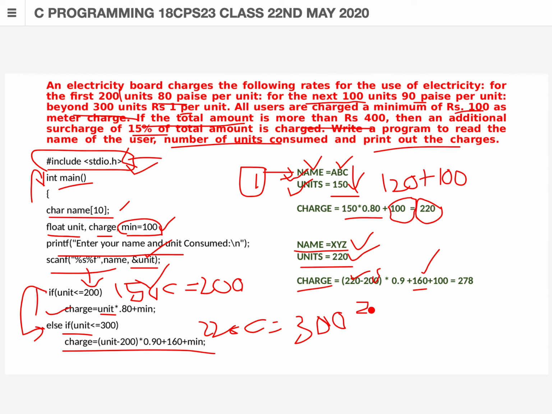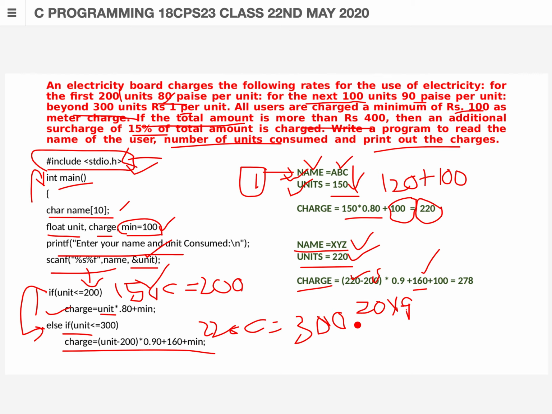Plus this 20 into 0.9. Here a difference in units is there, from after 200 up to 300, 20 into 0.9 plus 160 is nothing but the units you are evaluating for. For the first 200 by default, up to 200 units, it will be 80 paise. That is 200 into 0.8, we will get 160, plus 100 is the minimum. 100 plus 160, it is 260.